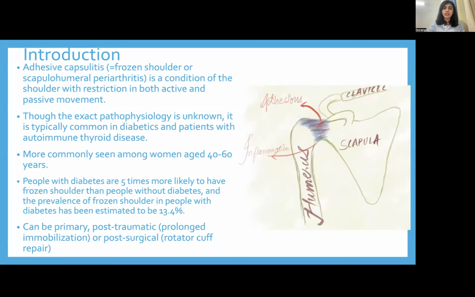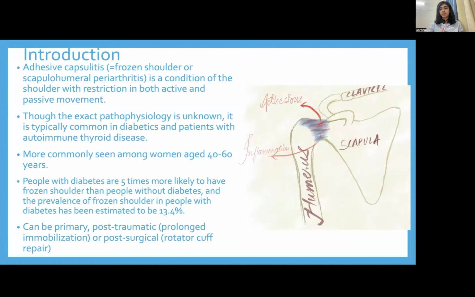Though the exact pathophysiology is still under research, it is more common in diabetics and patients with autoimmune thyroid disease. Again, more commonly seen among women in 40 to 60 years. And people with diabetes are 5 times more likely to have frozen shoulder than people without. And the prevalence of frozen shoulder in people with diabetes has been estimated to be 13.4%.